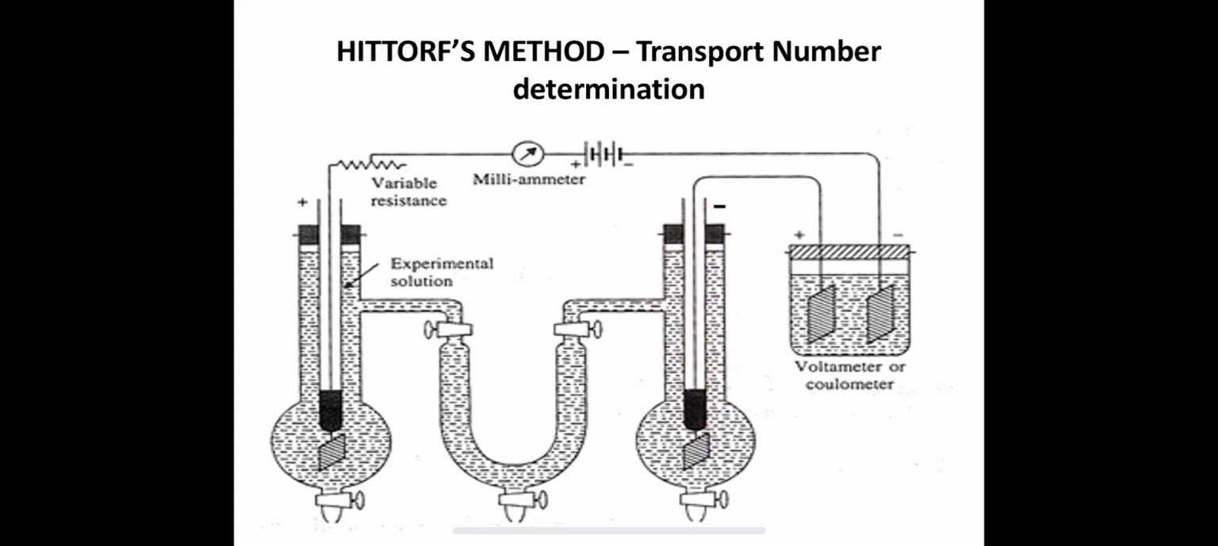Here the apparatus is filled with N/20 silver nitrate solution. So we are taking silver nitrate solution. That means silver nitrate will get completely dissociated into Ag plus and NO3 minus. Silver nitrate is a completely dissociated solution, so we are going to take it in this apparatus.